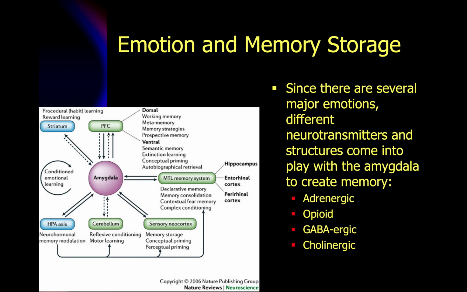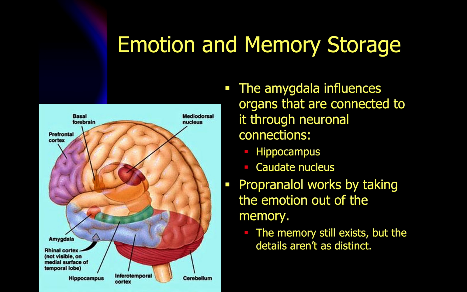Since there are several major emotions, different neurotransmitters and structures come into play with the amygdala to create memory: adrenergic, opioid, GABAergic, and cholinergic. The amygdala influences organs that are connected to it through neuronal connections, the hippocampus and the caudate nucleus. Propranolol works by taking the emotion out of the memory. The memory still exists, but the details aren't as distinct.